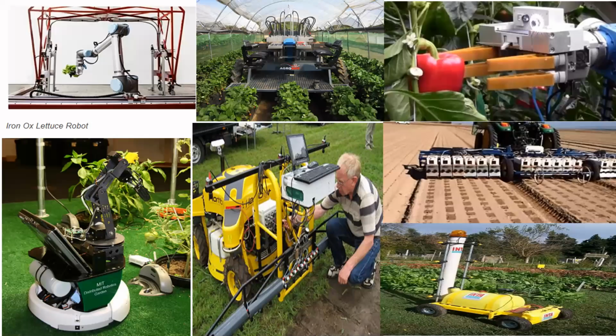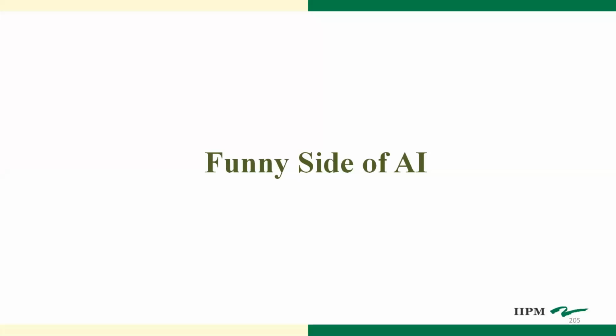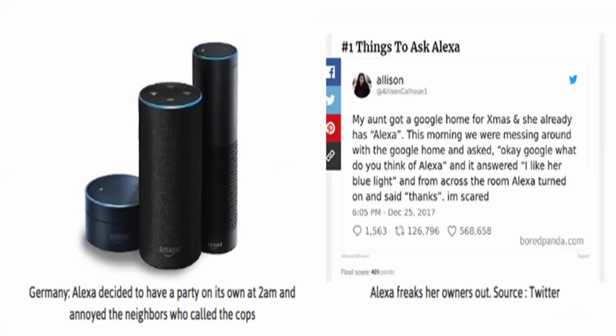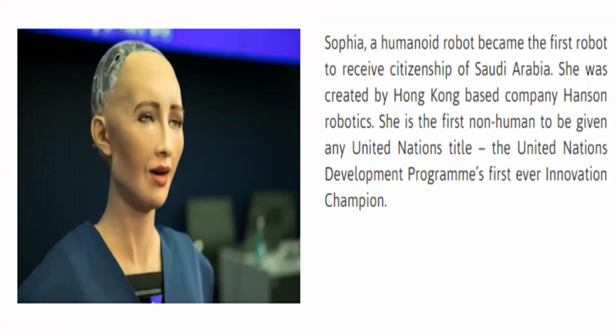Now we'll see some funny sides of how AI is negatively impacting society. For example, there was a tweet about Alexa. In Germany, this Alexa automatically started giving orders and started giving a party. They started a party themselves, taking decisions without human intervention. Another one is Sophia, a humanoid robot. They gave her citizenship in Saudi Arabia. You might have checked it on Google or YouTube.